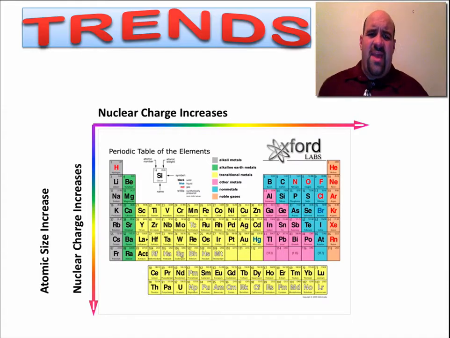So if we look over here, we have a few trends. And again, as we go across the periodic table, the number of protons increases, so the nuclear charge is getting bigger. Nuclear charge is getting bigger as you go down the periodic table, and also atomic size increases as we go down. Going down, elements are getting bigger all throughout the periodic table. Oxygen is smaller than sulfur. Hydrogen is smaller than lithium, which is smaller than sodium, and so on.